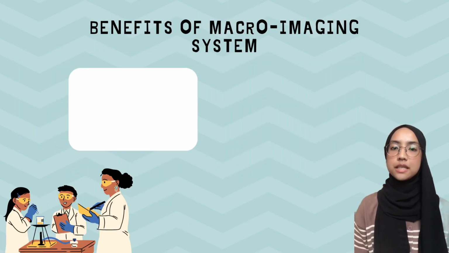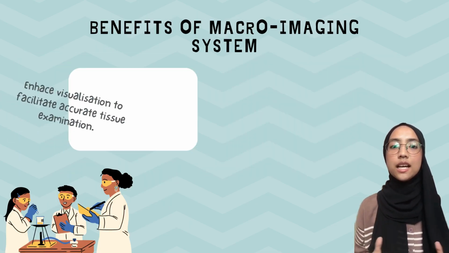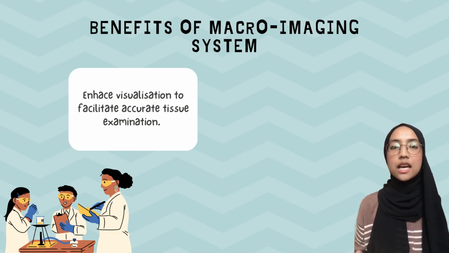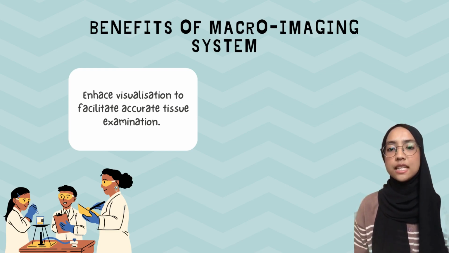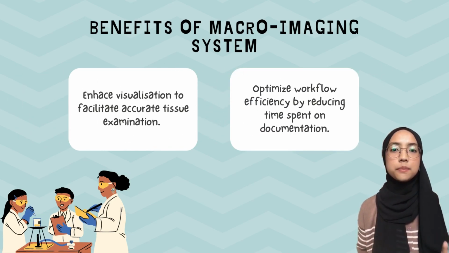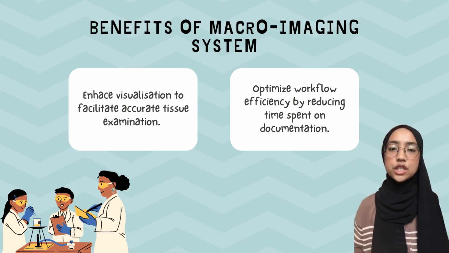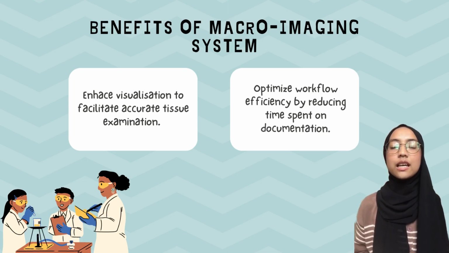Benefits of the macroimaging system. The first one is enhanced visualization to facilitate accurate tissue examination. This is due to the ability of this technique to provide clear, accurate visuals of a tissue, making it easier to analyze and interpret anatomical details. Next is optimized workflow efficiency by reducing time spent on documentation. This technique can capture and label tissues in one step, thus reducing time for manual documentation.